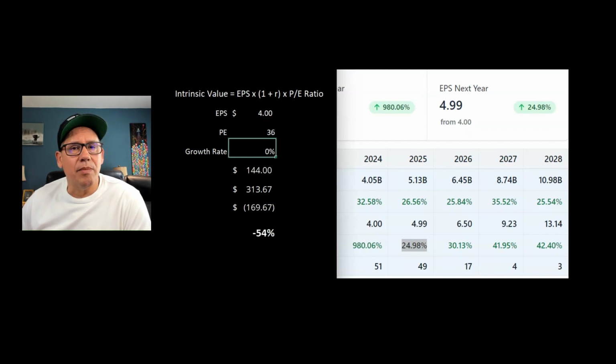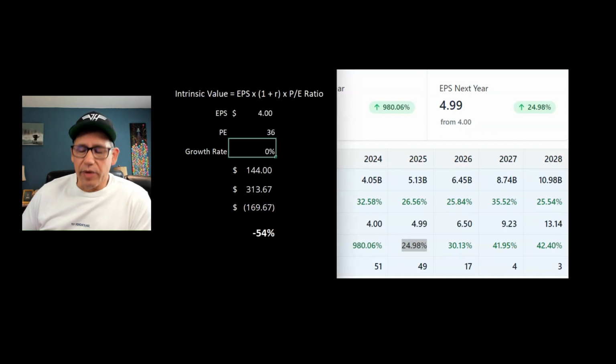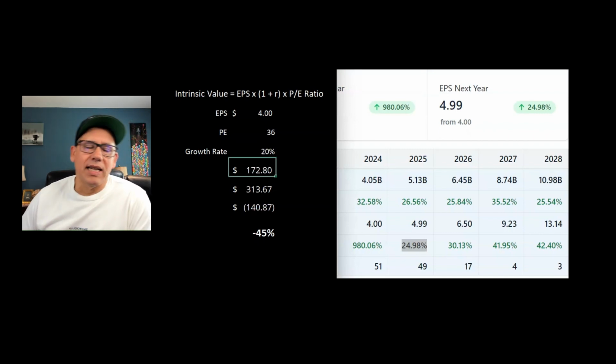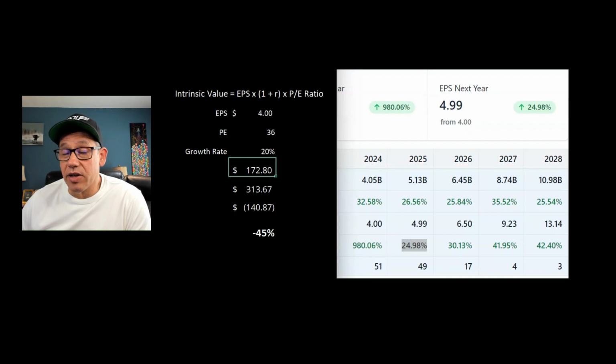That's a higher than typical PE. Why is that? Because they are in a space that's in high demand. They are a high growth company. And I think a 36 is appropriate. The growth rate, I'm going to go with 20%. It's projected next year they're going to grow by 25%, the earnings per share. But I like to be a little conservative.